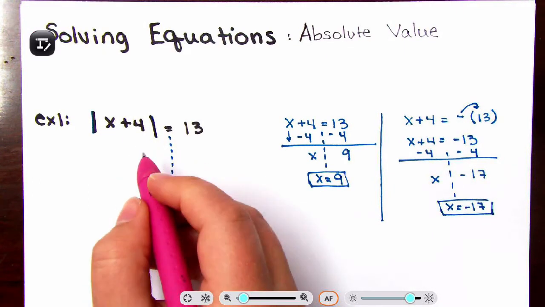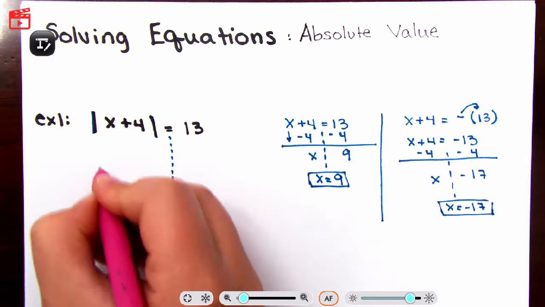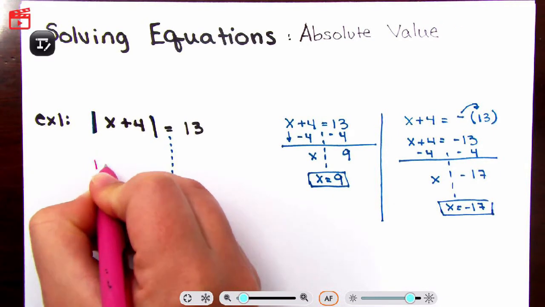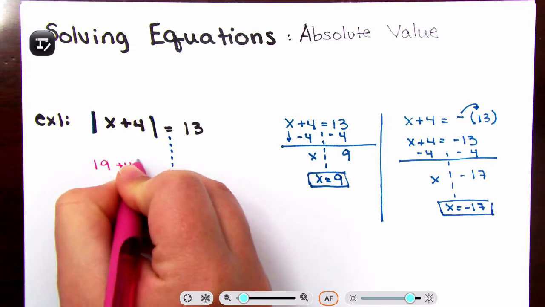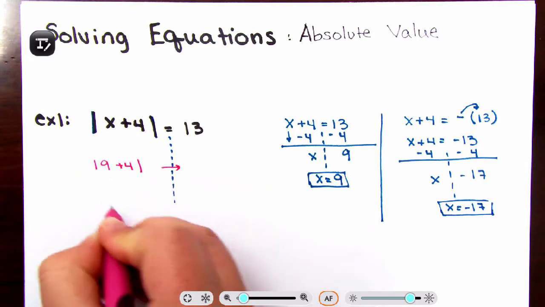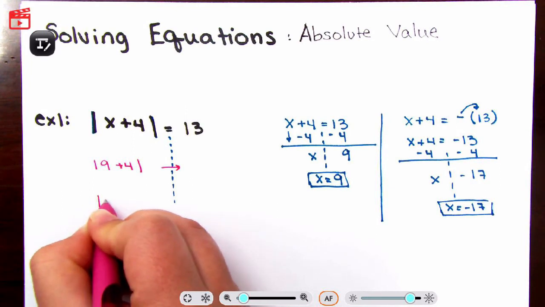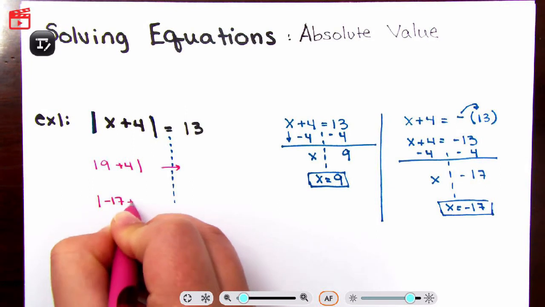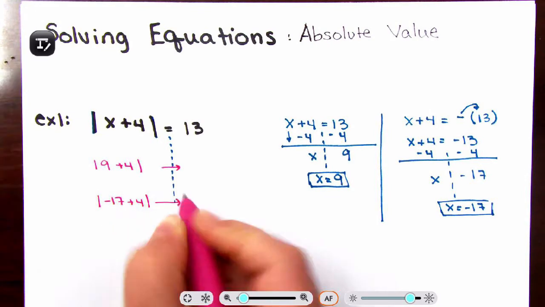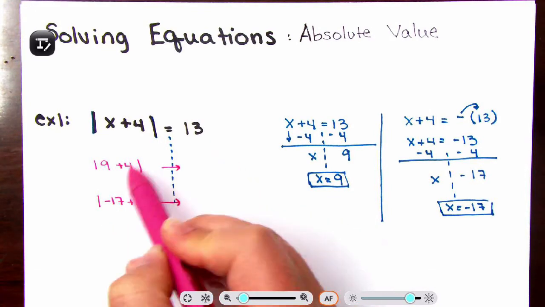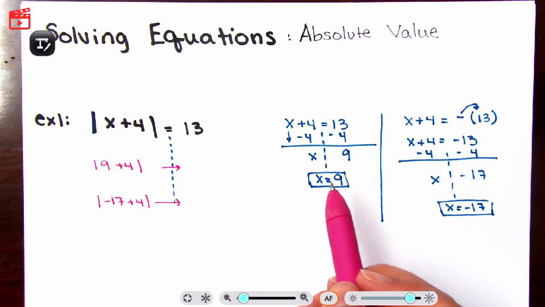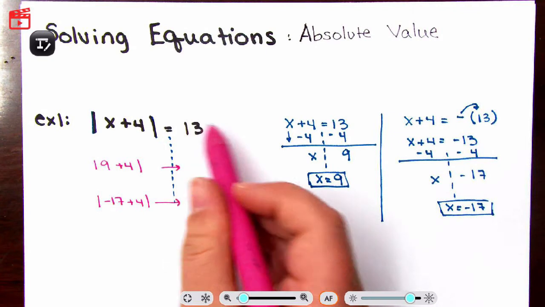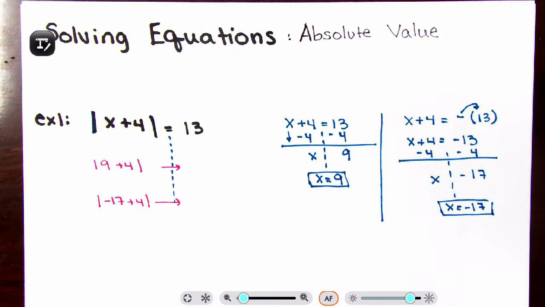our original equation. And we're going to take our original equation and substitute in 9, check what that is equal to, and then we're going to substitute in negative 17 and see what that equals to. If it equals 13, then the value that we substituted in, our x value, is correct. If the two sides are not equal, therefore you don't have a solution for that particular x value.